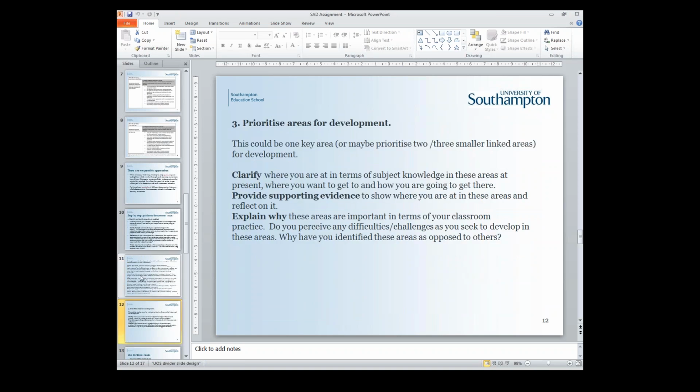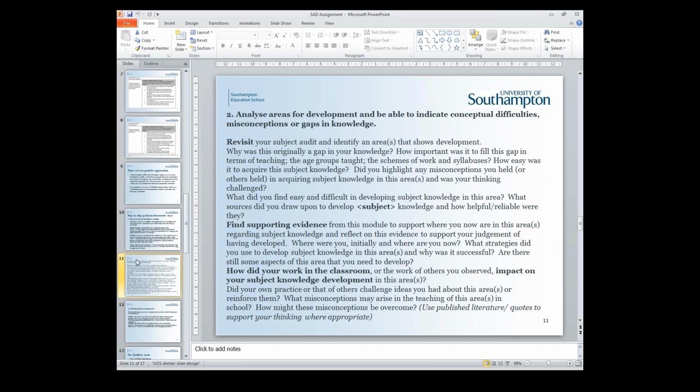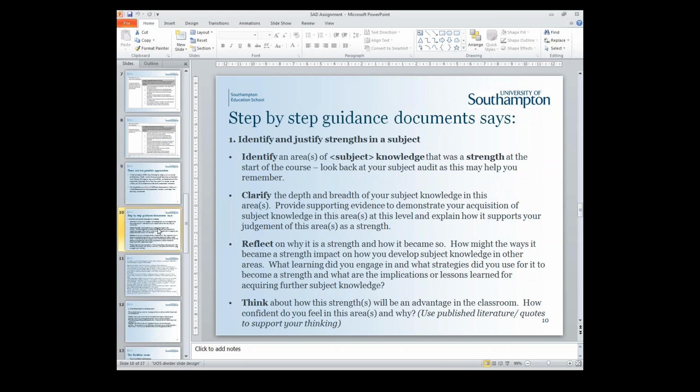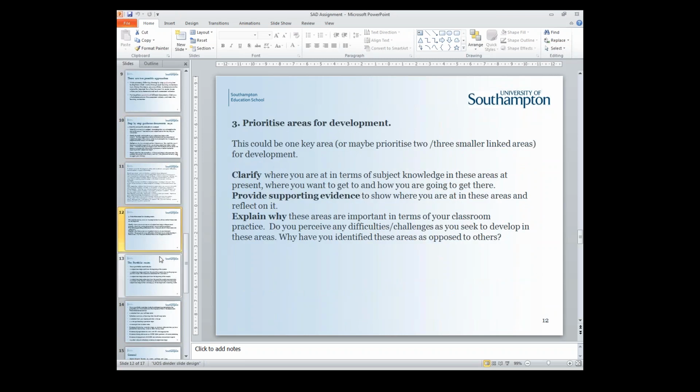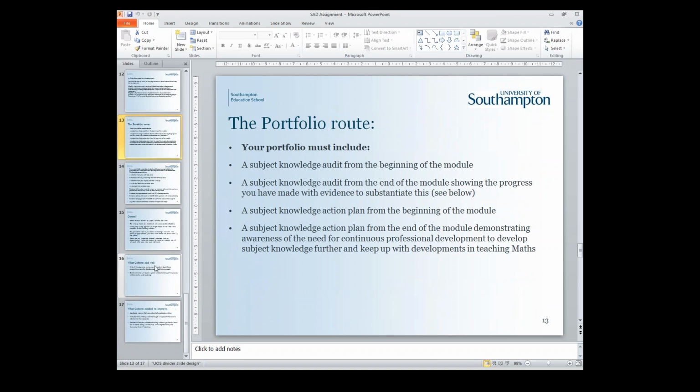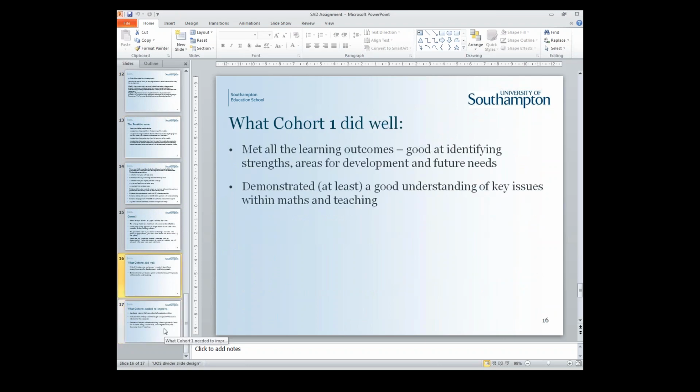And the strongest assignments that I've seen have really talked about what it means to be a strength, using evidence to say this is a strength for me, and bringing in SCEMP and lots of people to do with maths. So I think everyone was very good at meeting learning outcomes, and at having a good understanding of key issues within maths. So you might say, I find this difficult.